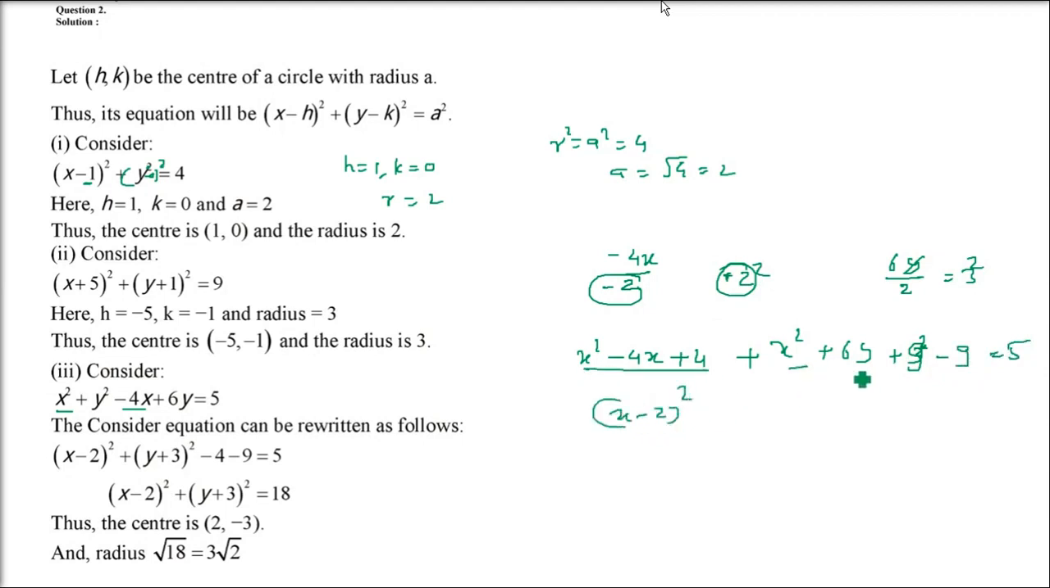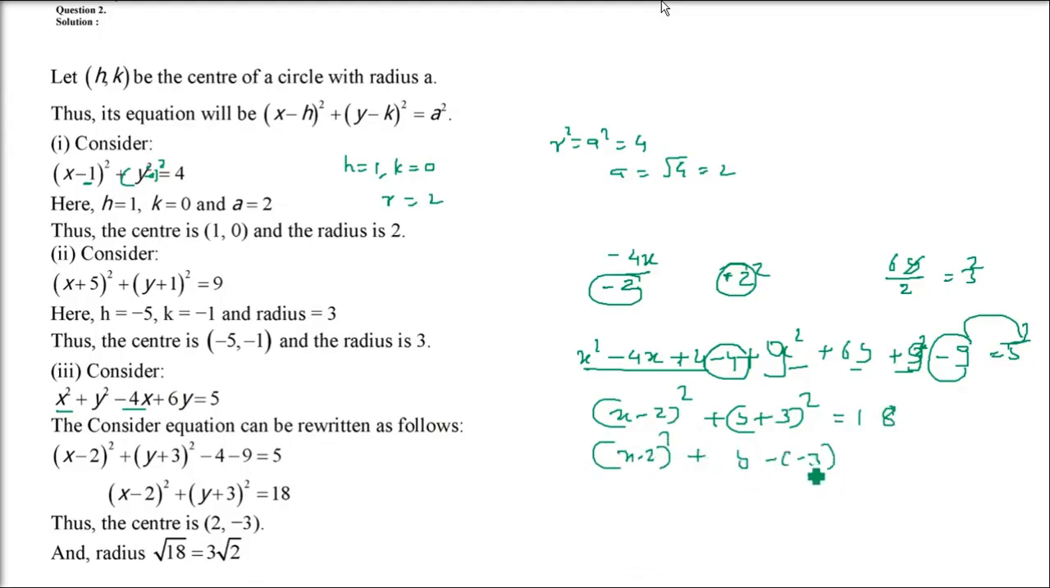So this will be x minus 2 whole square, and this will become y plus 3 whole square. And you have added 4, so you have to subtract 4. You have added 9, so you have to subtract 9. So minus 4 and minus 9 was there, and you can take this minus 4, minus 9 to the right hand side. So 4, 5 and 9 will become 18. So you get x minus 2 whole square, y minus of minus 3 whole square, equals under root 18 whole square.